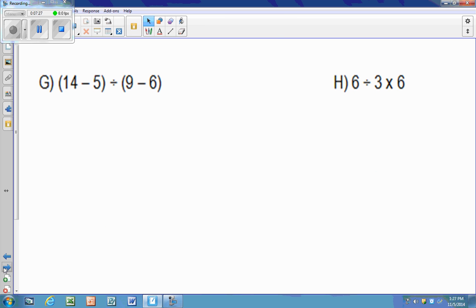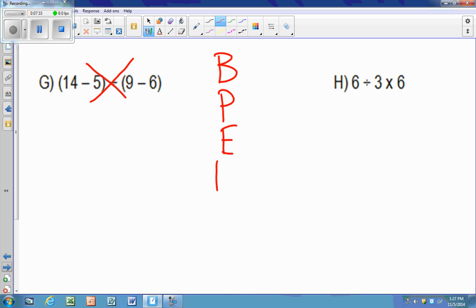Letter G is a repeat of one we've already done, so I'm not going to solve that one, but we will solve letter H, so we have B Pemdas again. And there's no brackets, parentheses, or exponents, so I do notice that I need to do multiplication or division. In this case, the division does come first, left to right, so that's what I solve first. And now I'm left with 2 times 6, and I end up with 12.